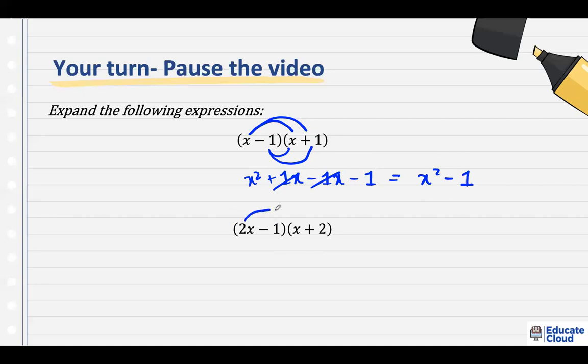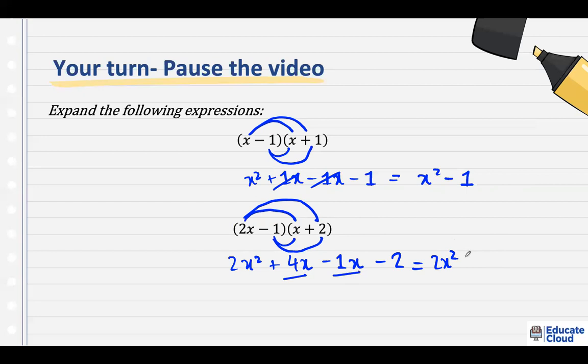Next one, 2x times x. Well, that gives us 2x squared. 2x times 2. Well, that gives us 4x. Minus 1 times x is just minus 1x. And minus 1 times 2 is minus 2. So our answer is 2x squared, 4x minus 1x is 3x, so 3x minus 2. So that is your answer to these questions.